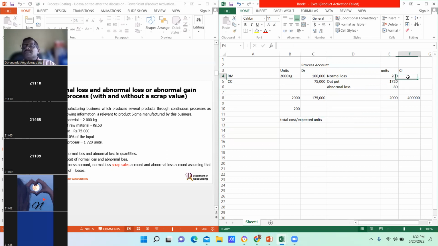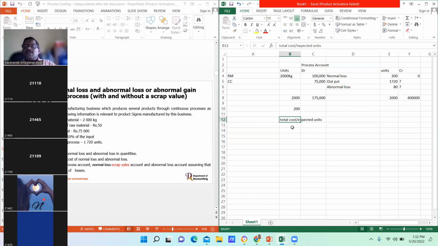Now our question is, process costing means this. What is the cost of this? What is the cost of this? And what is the cost of this? That is the objective and purpose of process costing, valuing output. Remember, normal loss is inherent to the process, so its value is zero. You are not assigning any value to this.